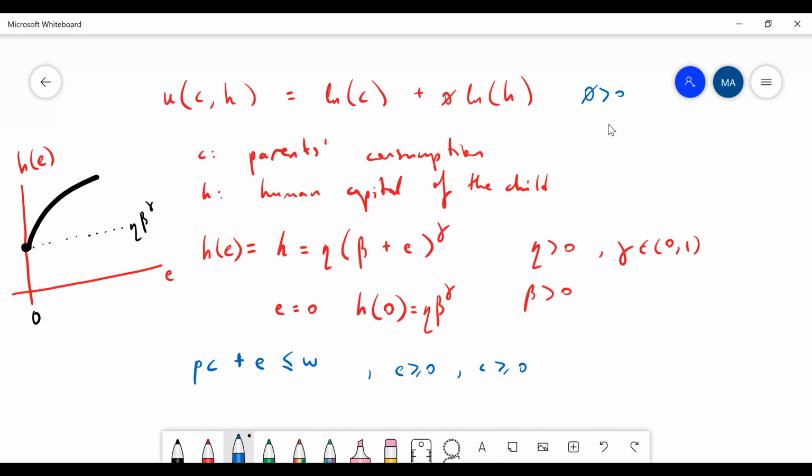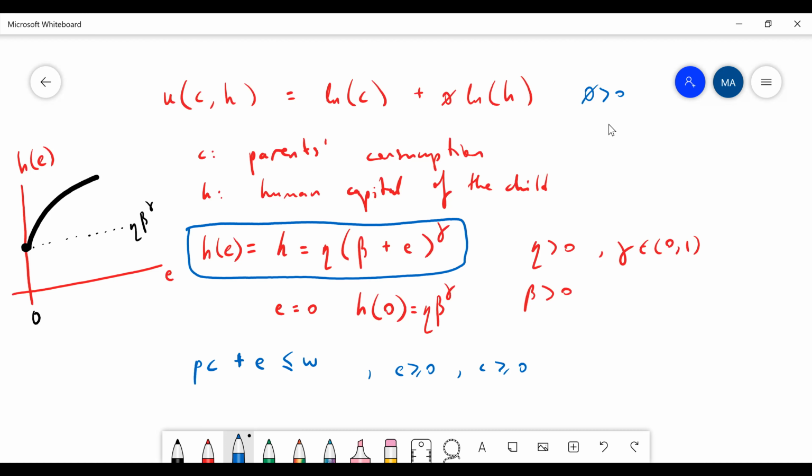Why do they care about their kids' education? I don't care, right? This is their preference. People want to give their kids some good opportunities in life, etc. So here C is again consumption of the parent, and H is human capital of the child. Now this is the education technology. In this education technology, H is human capital, or this set of skills or knowledge or expertise or whatever they want to call it.